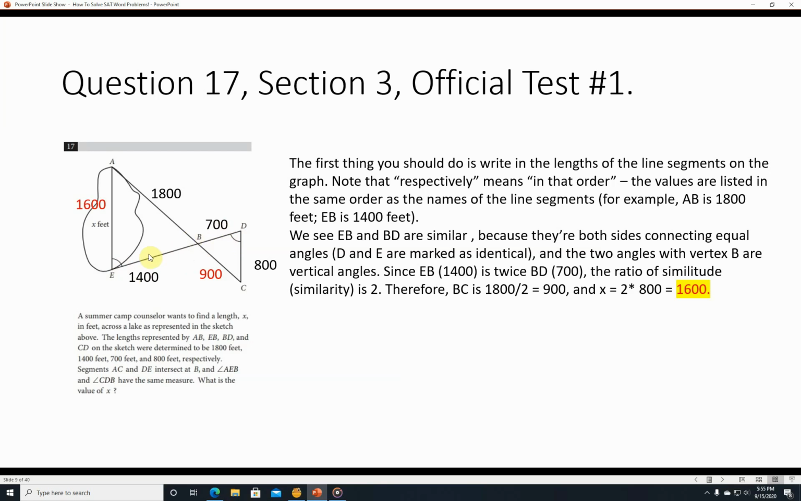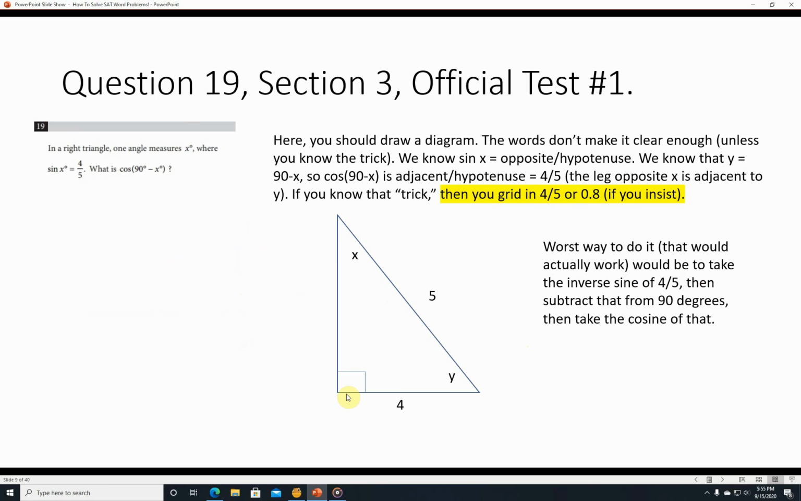That's 700, that's 1400. That means if this is 1800 AB, this one that's proportionate BC has to be half. So it's going to be 900, because this is the bigger triangle and this is a smaller triangle, and we know the ratio of similitude or similarity is 2. So since that's 900 and since we know this is 800 here, then AE, which is what we're trying to figure out because we know that's x feet, is going to be 1600, and the answer is 1600, and you can grid that in. All right, let's go to the next question.